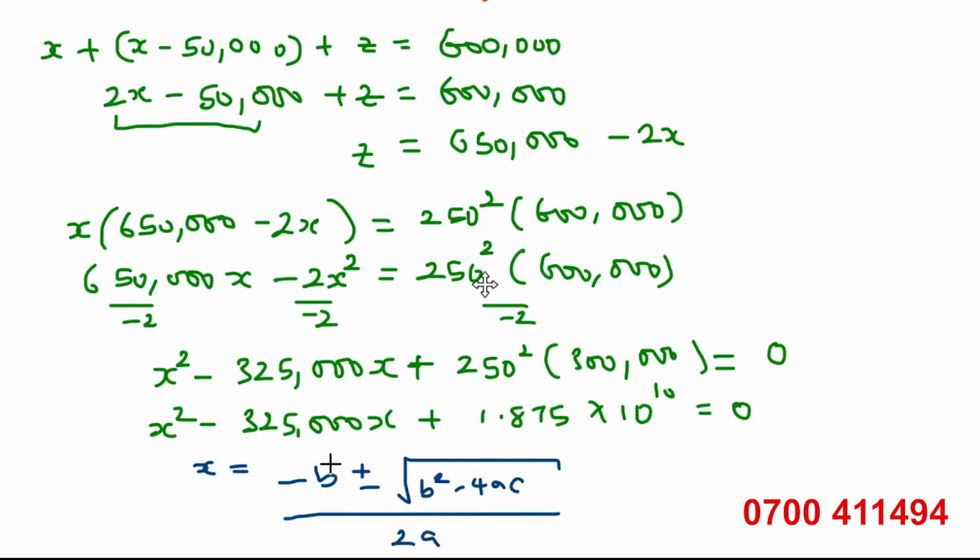So we just identify our a. Our a is 1 here. Our b is negative 325,000. Our c is this, all of this. So we are going to substitute and then simplify to get the values of x.